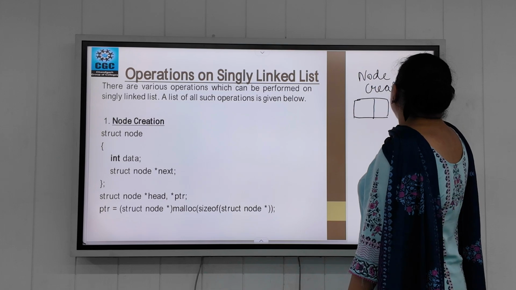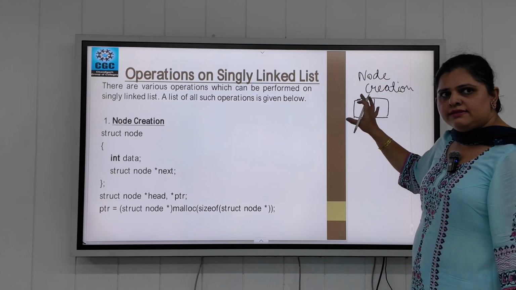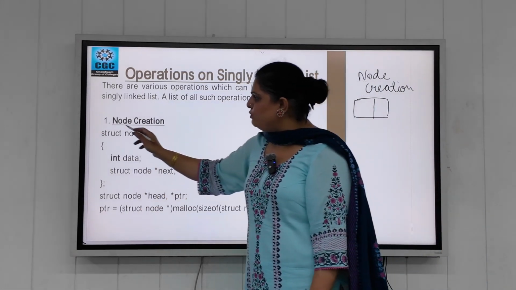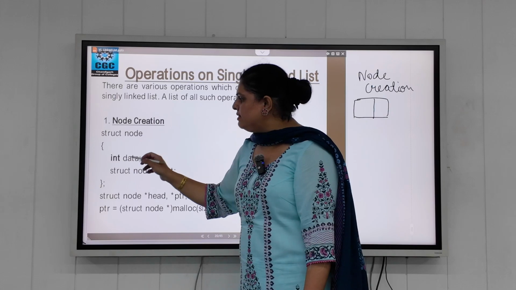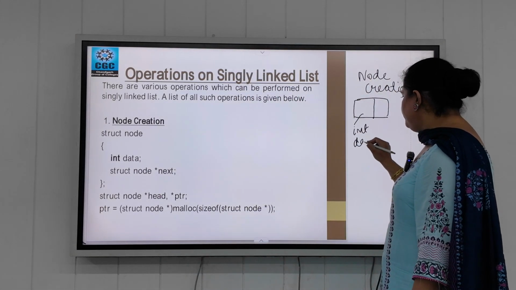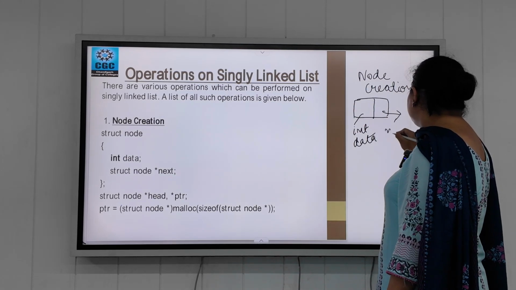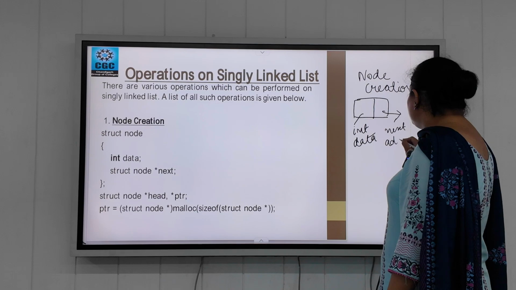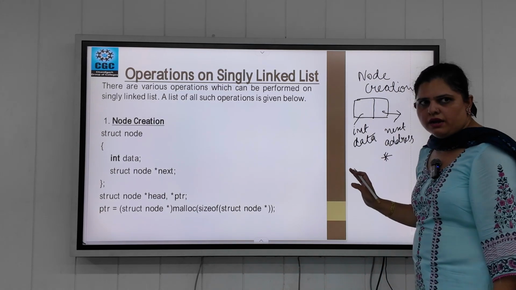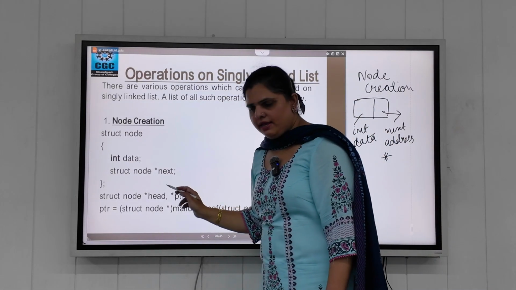So in node creation, we are going to recognize our node with the help of this node creation structure. So we have to create a structure of a node. In this, we have one int part, that is the int data part, and one is a pointer, that is the next address. Address is always represented with a pointer, which we can represent with the star. So in the structure of a node, we have a data part and a next part.